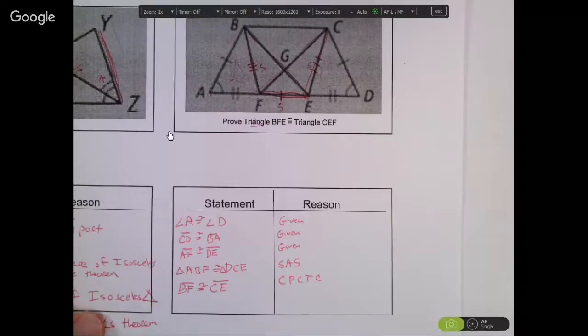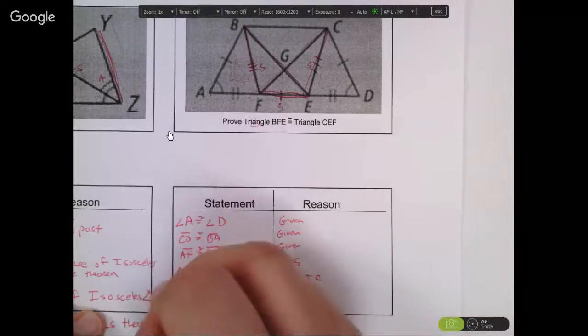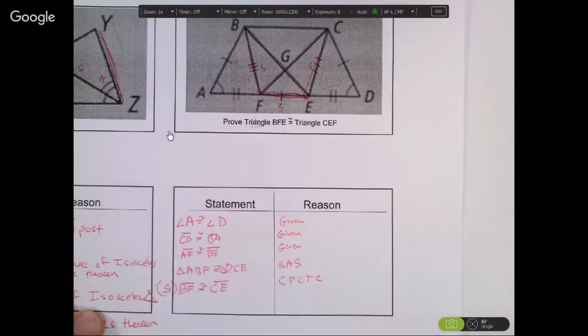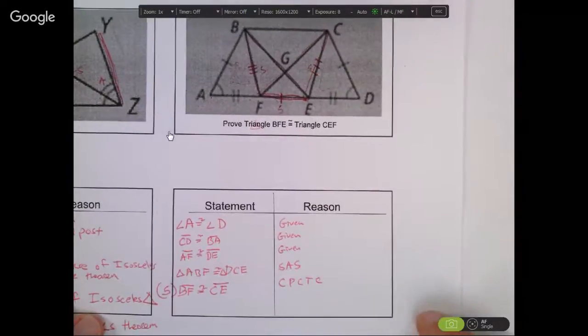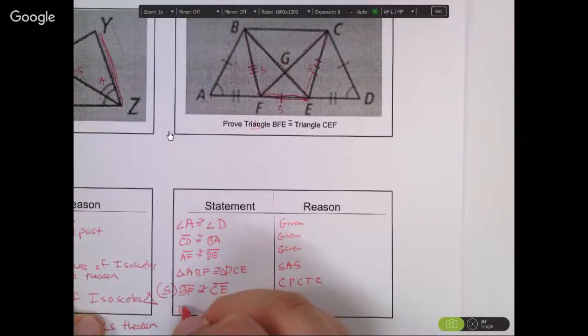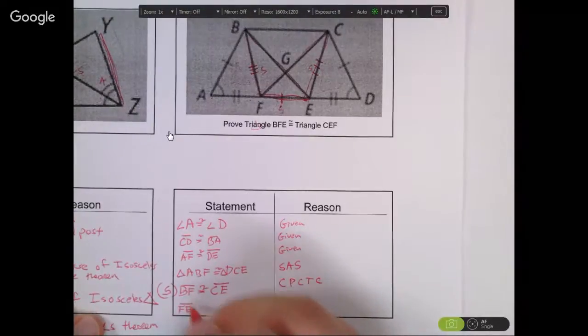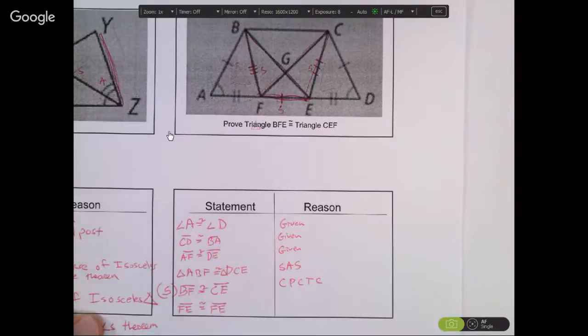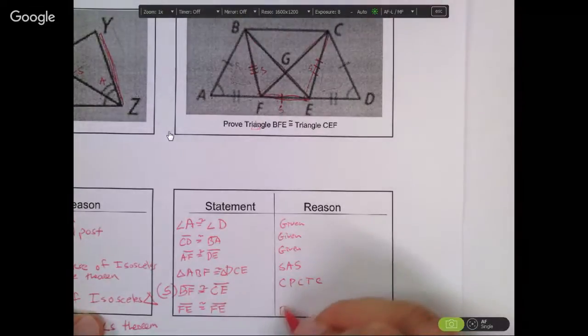So now we have one of our, I'm going to go ahead and put a big capital S out here because we have one of our sides. We need two more sides. FE is reflexive. Okay. So FE is congruent to FE because they're reflexive.